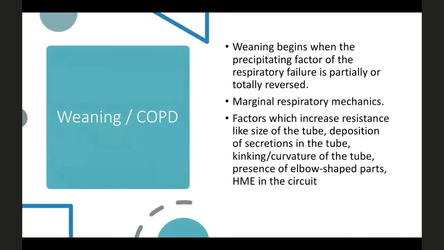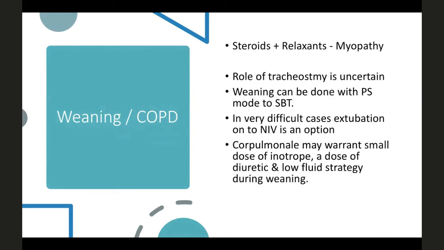Regarding weaning, weaning begins when the precipitating factor of the respiratory failure is partially or totally reversed. There will be marginal respiratory mechanics because COPD is a tricky situation. Factors which increase the resistance, like size of the tube, deposition of secretions in the tube, kinking or curvature of the tube, presence of elbow-shaped parts, HME in the circuit, everything should be taken care of. Because these patients are very likely to be on steroids and relaxants for a long time, you need to anticipate myopathy. Role of tracheostomy in the weaning is debatable.